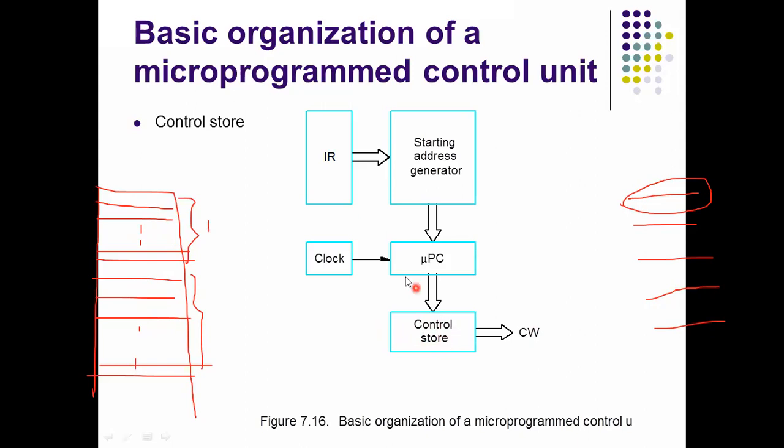This is also known as control memory. What is the purpose of the microprogram counter? To read the control words sequentially from this control store. All the control words are stored in the control store, and from it we take the micro instructions one by one. Whenever we take micro instructions one by one, the microprogram counter is used.